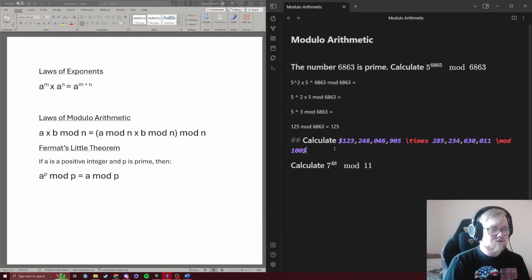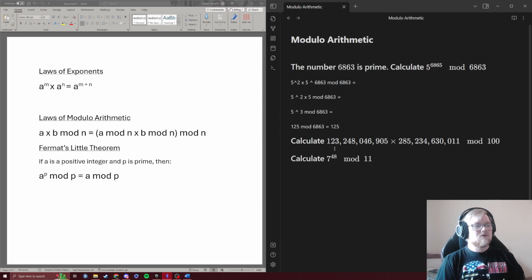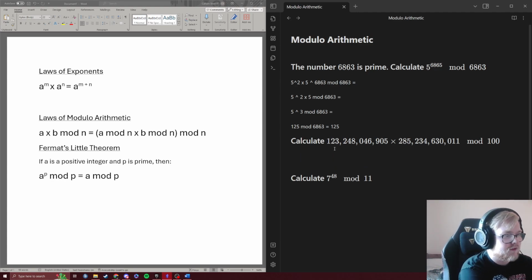On to the next question. Calculate two very big numbers, mod 100. We can use the laws of modular arithmetic here, and we can split this up. So simply we can do 1, 2, 3, 2, 4, 8. Oh my god, very big number. But we know mod 100.